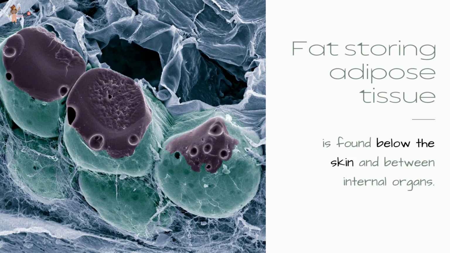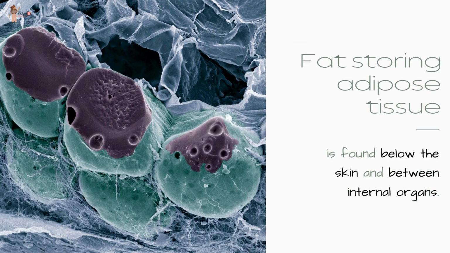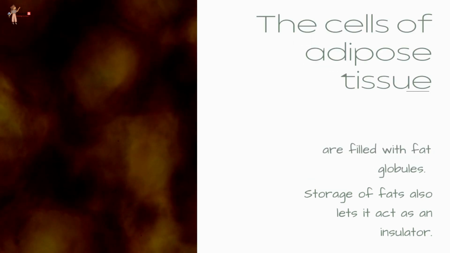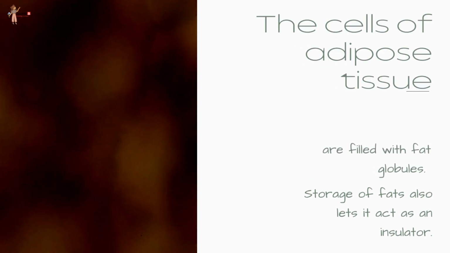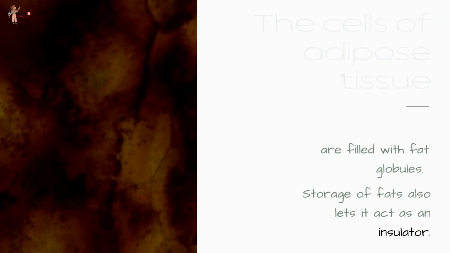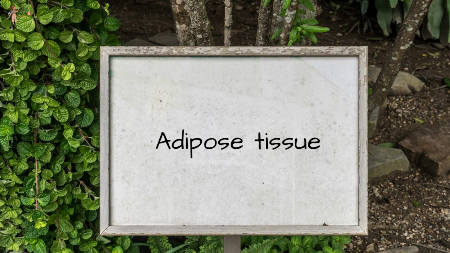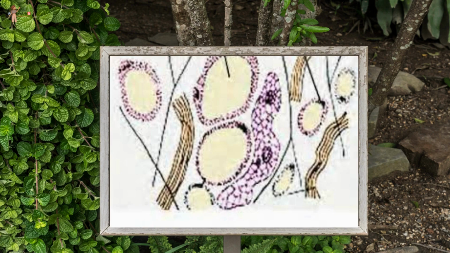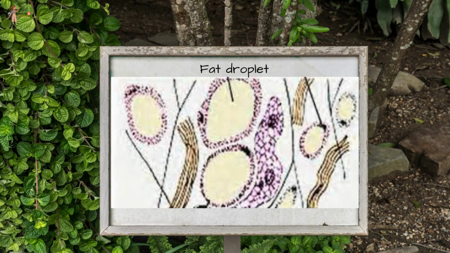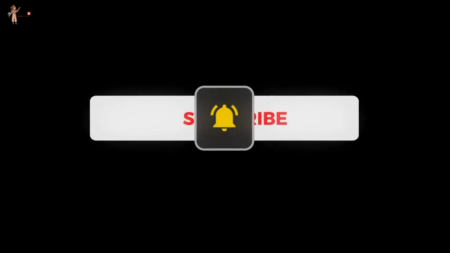Fat-storing adipose tissue is found below the skin and between the internal organs. The cells of this tissue are filled with fat globules. Storage of fats also lets it act as an insulator. Let's see how an adipocyte looks like. Here it is. The parts are fat droplets and nucleus.